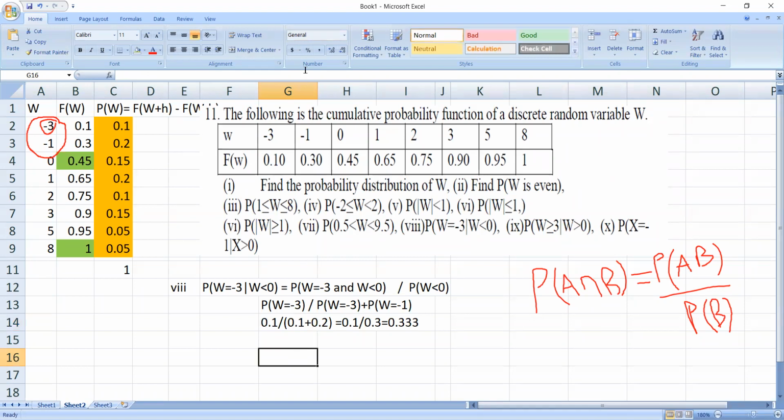Instead of doing all this here, you can think in general. See, here there is a 10% chance that it is -3, 20% chance that it is -1. Now if you just concentrate on only this region and convert the probabilities into ratios in terms of 100, 0.1 converts to 33%, 0.2 converts to 66%. So 33% chance that you will have W as -3 when W goes beyond 0.